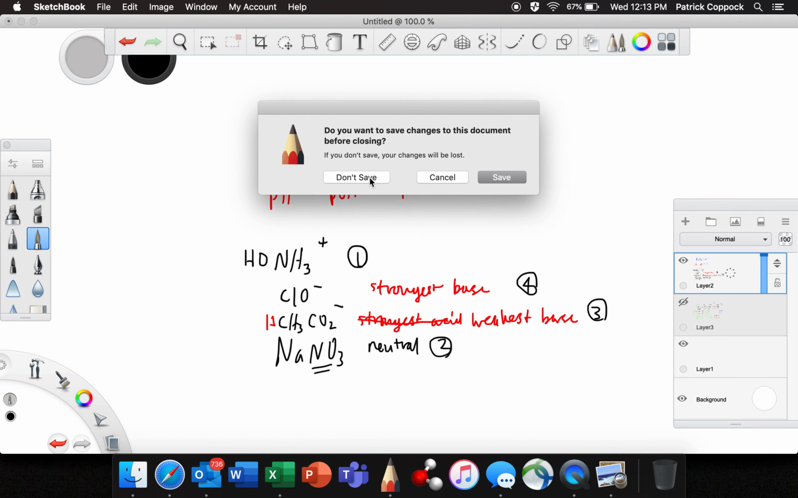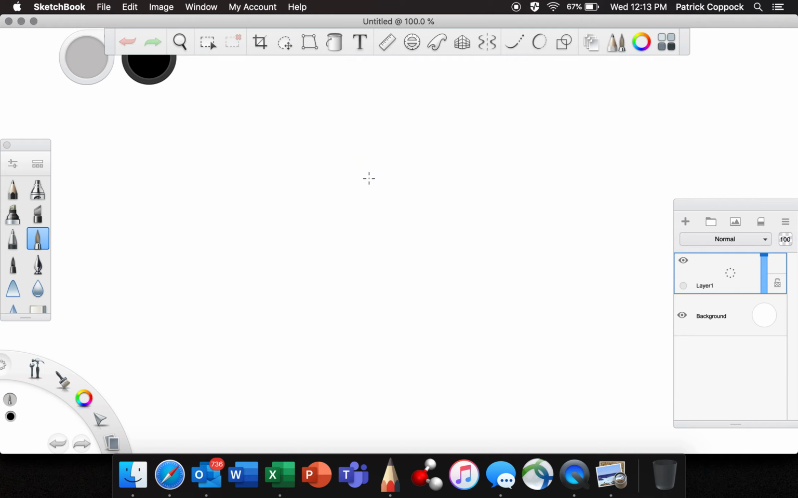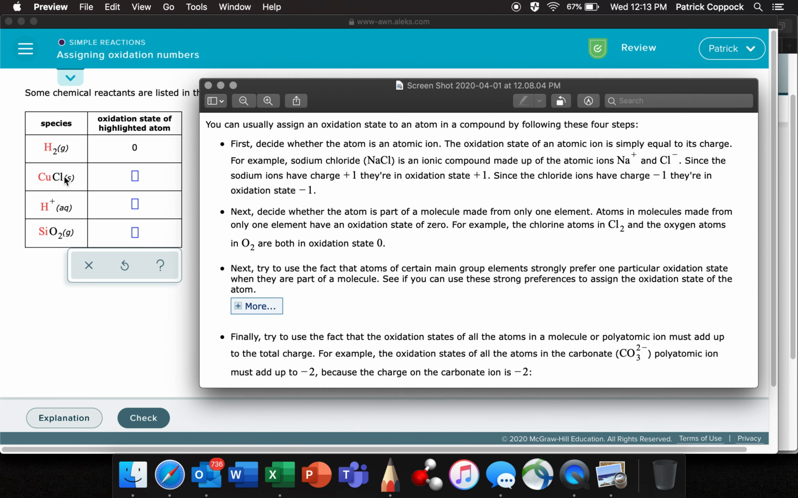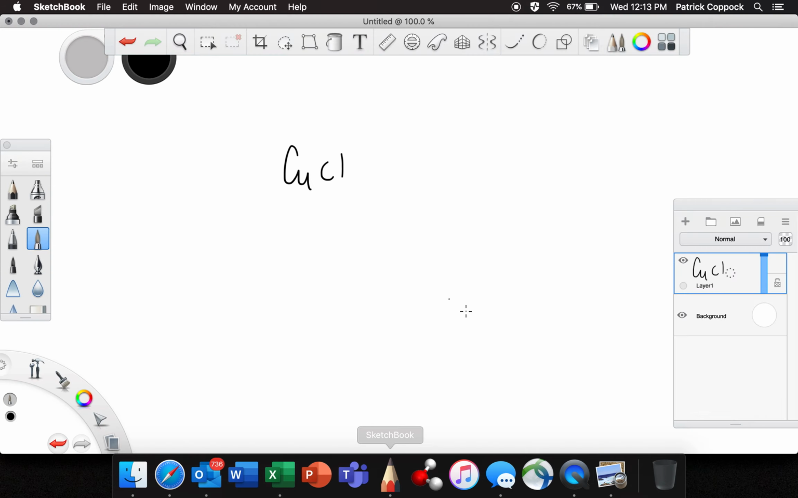A second here, let's see. So I know that it was copper chloride, right? And it says this last rule is they all have to equal the total charge, right? Well, let me go back here. And what's the total charge in this compound? It's 0, right? Let's go back over here. So 0 is equal to, and there's 1 chloride and 1 copper, right? So the chloride's -1, right? Because that's a main group element.